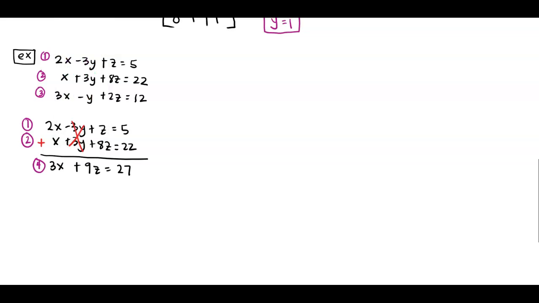Now I need to go back up to the originals and choose 2 other equations, right? So which 2 equations do you think I should pick now?